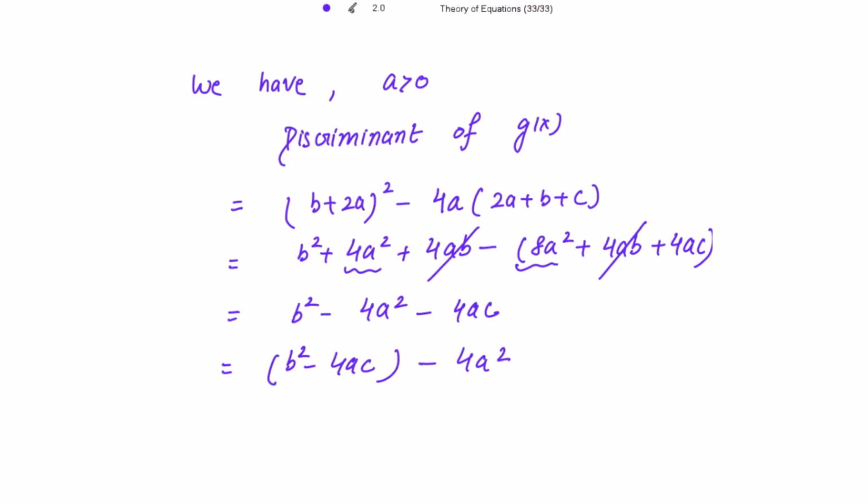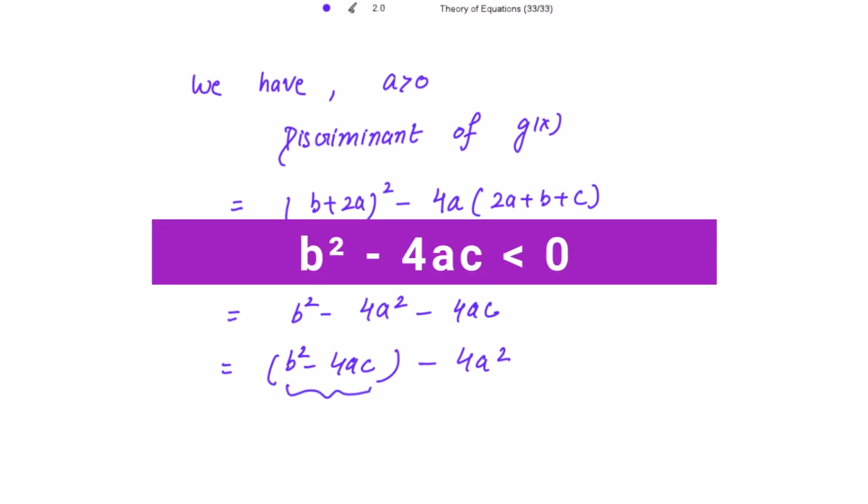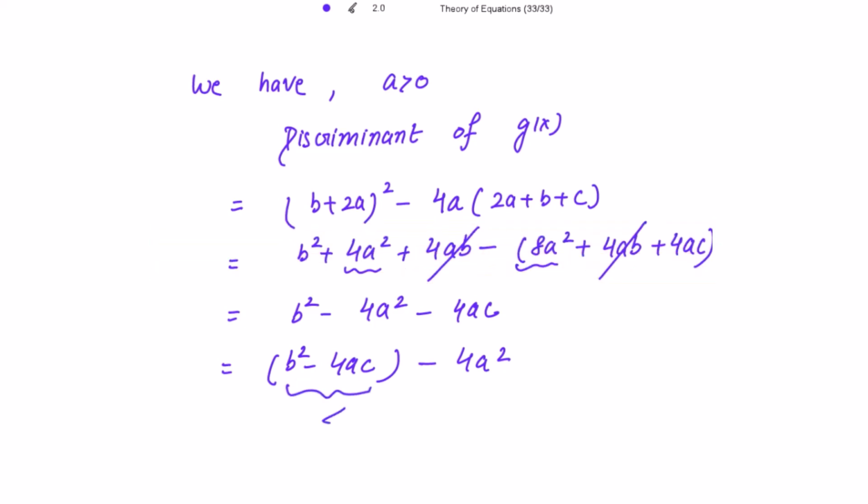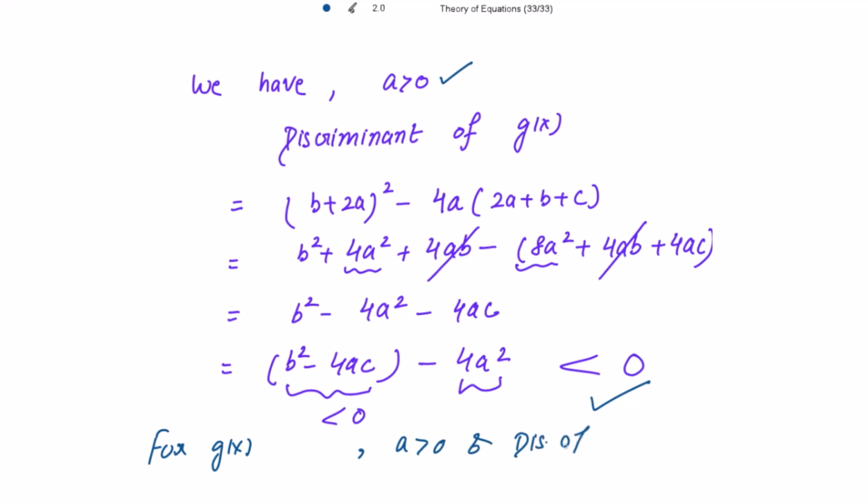For f(x), b square minus 4ac is negative, right? So it is negative and 4a square is positive. So this complete discriminant is negative, right? So for g(x), we are having a positive and the discriminant of g(x) is negative, which means, okay, let me write first. For g(x), we are having a to be positive and the discriminant of g(x) is negative.